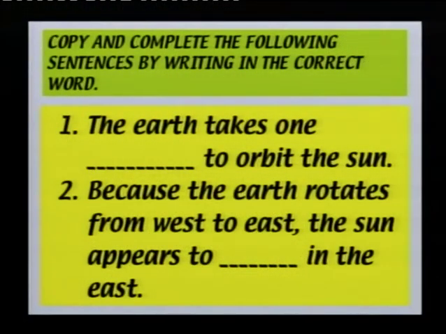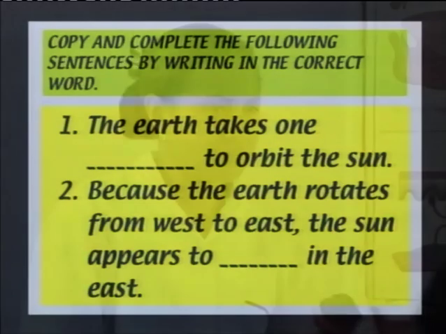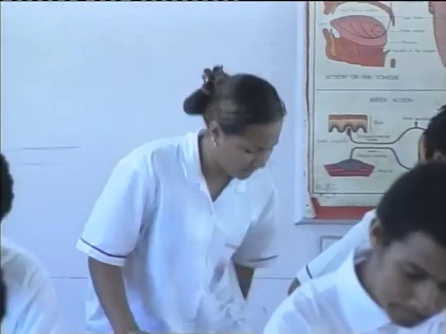Correct. Number 2, Susan, read out the question, give us the answer. Because the Earth rotates from west to east, the sun appears to rise in the east. Okay, the word rise in the east, we happy with that? Yes, definitely, and that's also correct.